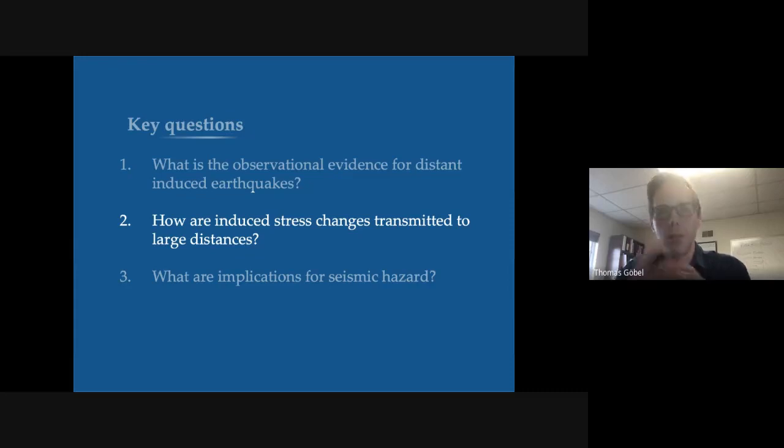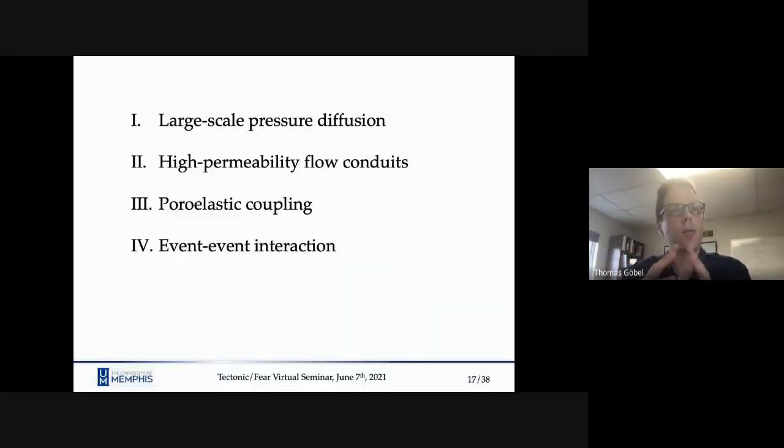Natural question, right? Kind of understanding a little bit mechanistically, what are the processes that are going on? How are these induced stress perturbations transmitted to large distances? What are the main processes? And I would like to suggest 4 different processes that may contribute here. Maybe we can discuss at the end what the dominant mechanism may be, right? That's probably a large question, but plausibly all four of them have some type of role to play. And so the first one I want to discuss is large-scale pressure diffusion.